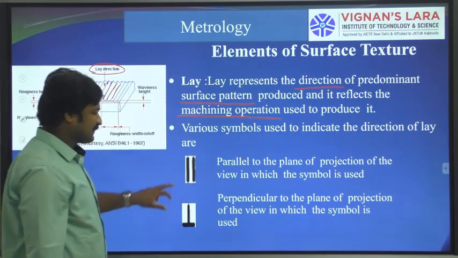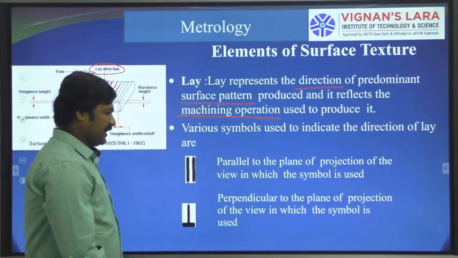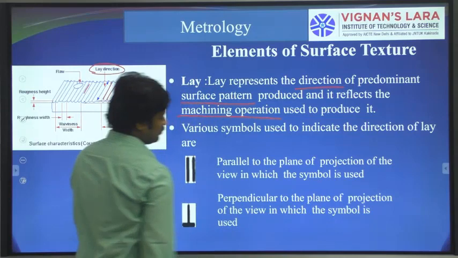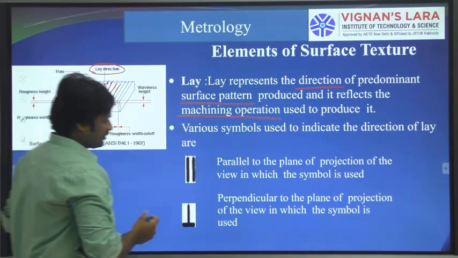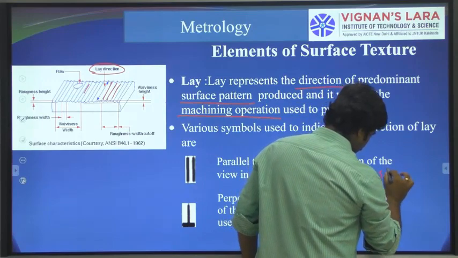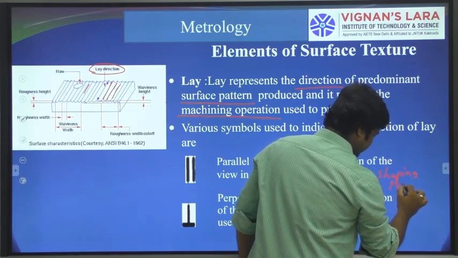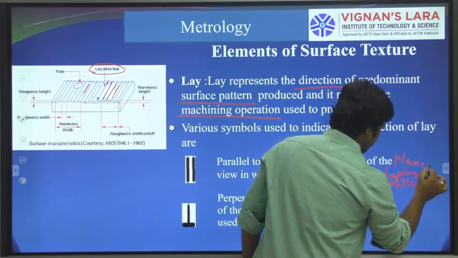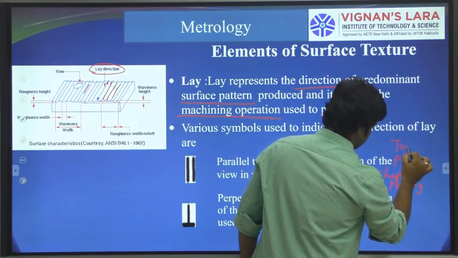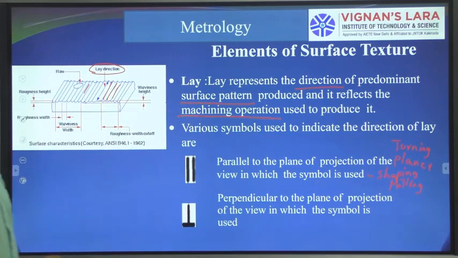Parallel: if we draw two lines parallel to each other, that indicates the lay is parallel to the plane of the projection view in which the symbol is used. This is called parallel lay lines. This type of parallel lay lines is formed during the shaping process, during milling, during planing, that is during planer, and if it is circular then turning operations. So during these operations, parallel lay lines can be observed.